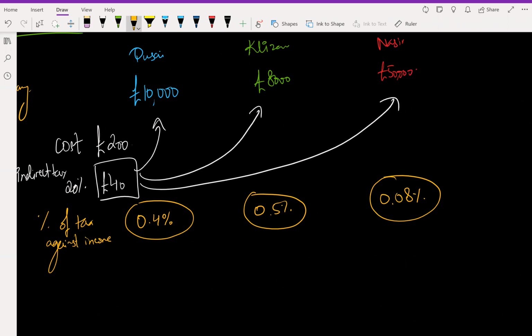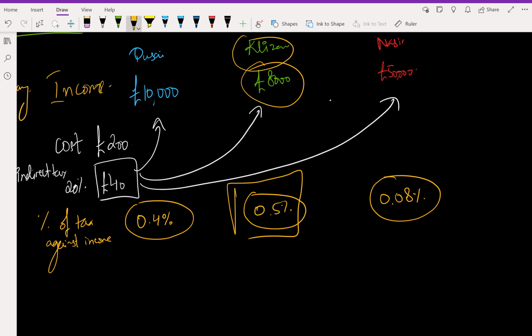For this one, 5%. Sorry? 5% is the bigger, this one here. 0.5%. Yeah, right? 0.5%, that means I am paying the highest amount of tax. And who has the lowest income? Obviously, I do, right? No. Who has the lowest income? This is the income. It's me, right? Because it's got the lowest income.